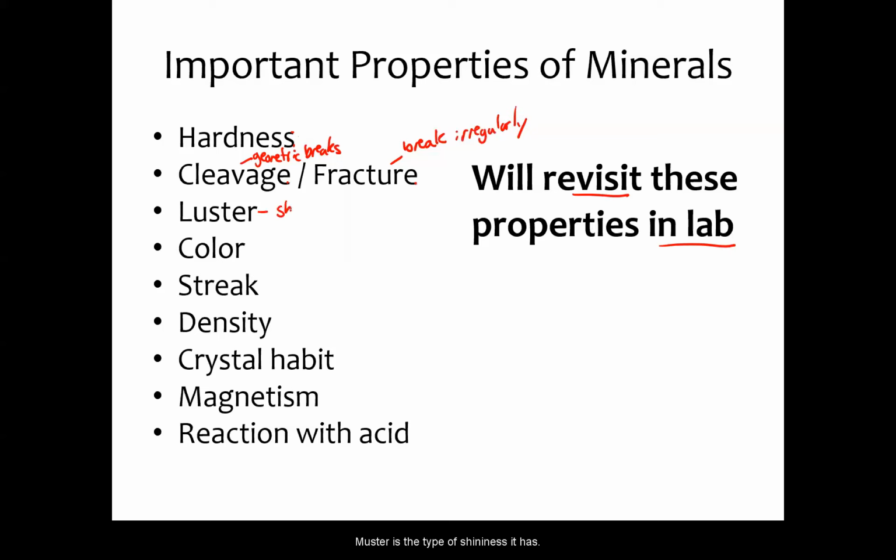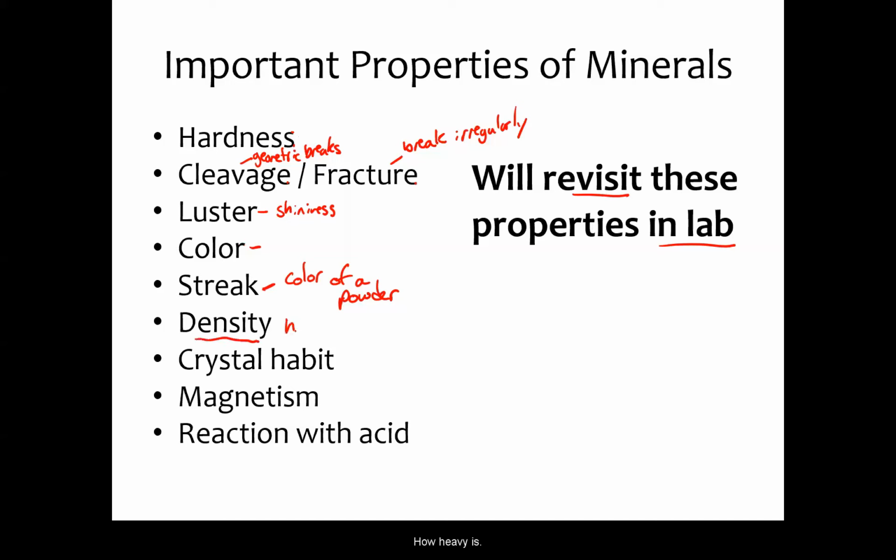Luster is the type of shininess it has. But not just is it shiny or not, but we might ask, is it shiny like a metal is shiny? Is it shiny like a pane of glass is shiny? Is it sort of shiny in the way that wax is a little bit shiny? Or is it totally dull? And there are other terms that we can use for luster. Color is self-explanatory. Streak is the color of a powder of the mineral. Turns out that that is a better representation than color in some cases. Sometimes the powder is going to have a different color than the mineral itself.